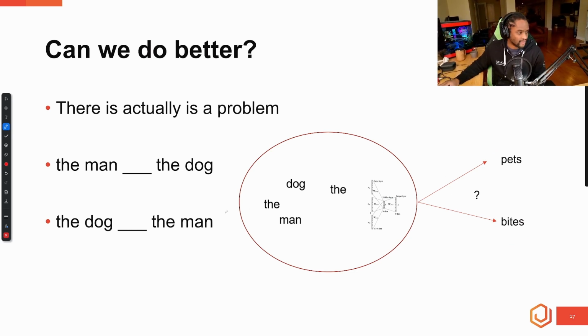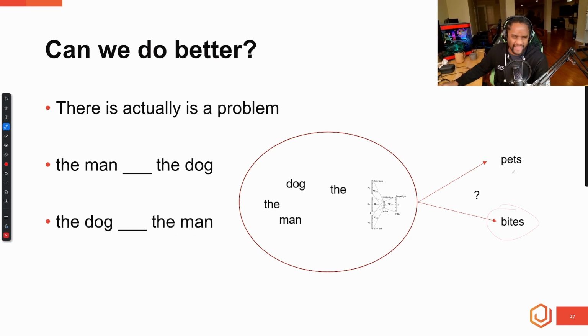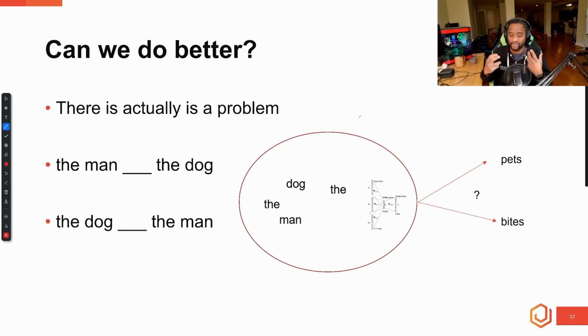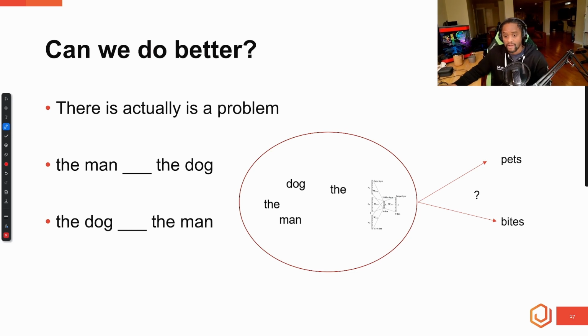And then the dog blanks the man. The dog is most likely biting the man. It's not going to pet the man, right? That information is lost in that prior model. Even though it was able to do man minus woman equals queen and it was that smart, we're losing that information. So what happened next?